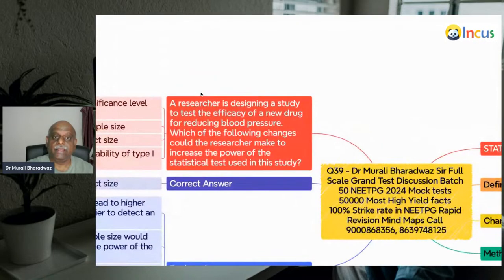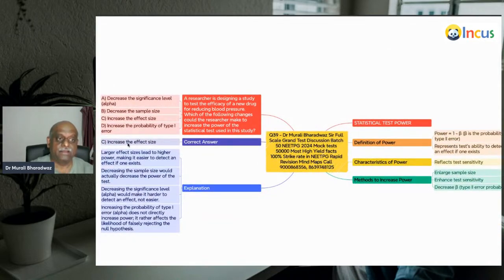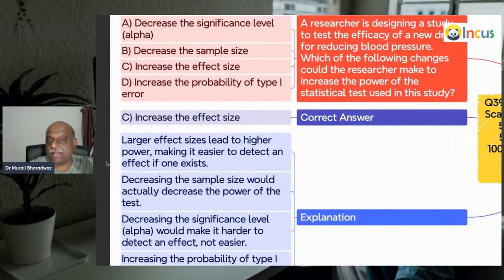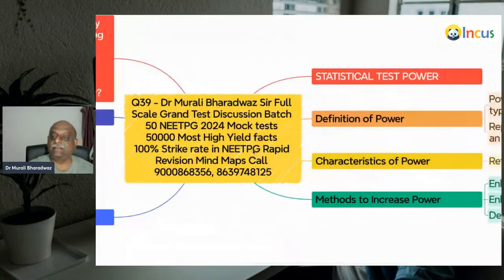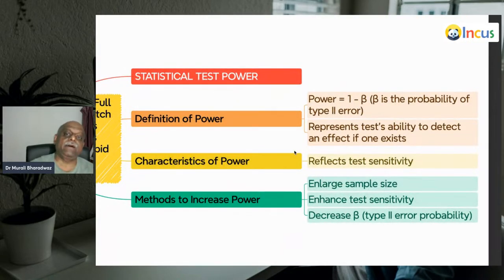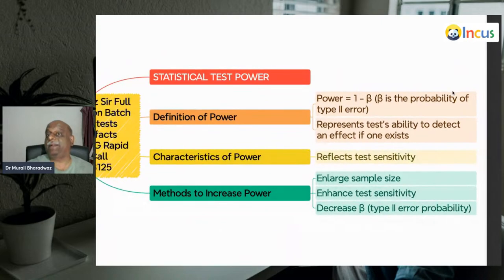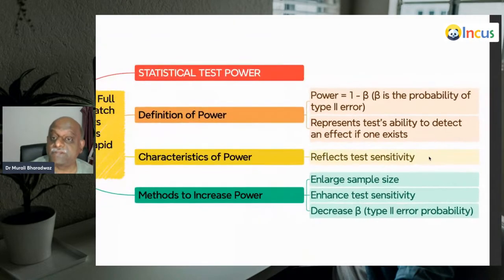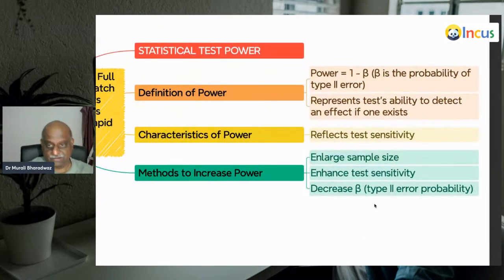Now, a researcher is designing a study to know the efficacy of a new drug for reducing the BP. So larger effect sizes lead to higher power of the investigation, making it easier to detect an effect if at all one exists. So what is the definition of power? Power is equal to 1 minus beta. Beta is the probability of the type 2 error. Power represents the ability of the test to detect the effect if at all one exists. Power reflects the test sensitivity.